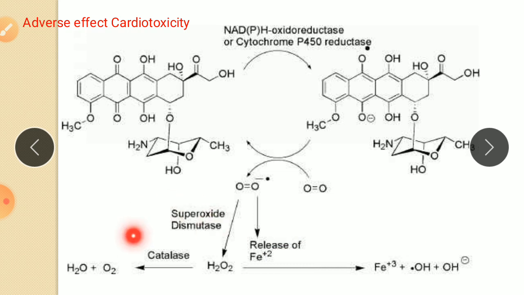So in the cardiac cell there is a low level of catalase, therefore this free radical is formed, which causes damage to the cardiac cell. So that is the cardiotoxicity of anthracycline.